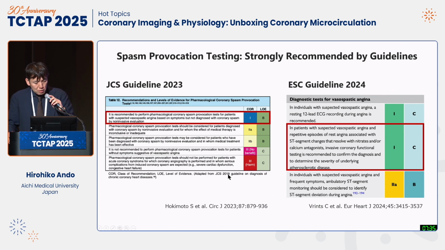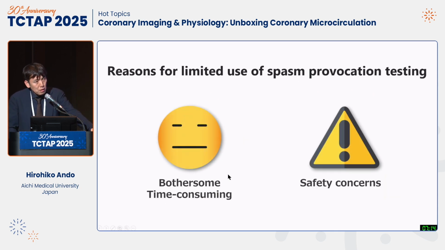These are the latest Japanese and ESC guidelines. Both strongly recommend spasm provocation testing as a class 1 indication. However, despite these strong recommendations, this testing remains underutilized in real clinical practice. There are a few reasons for this gap. First, it takes time and feels bothersome. Second, safety concerns may stop doctors from doing testing.